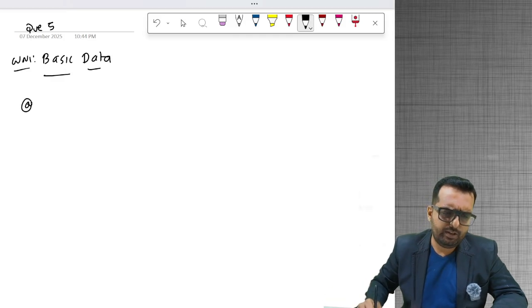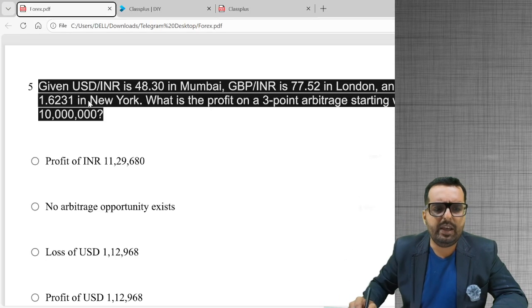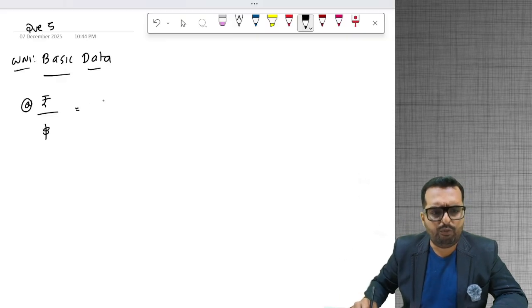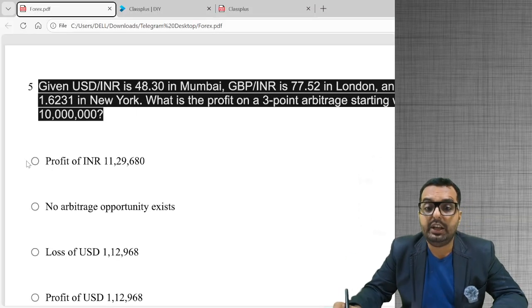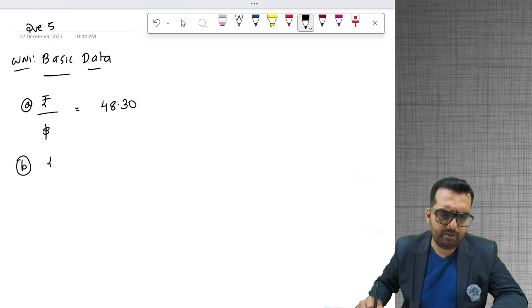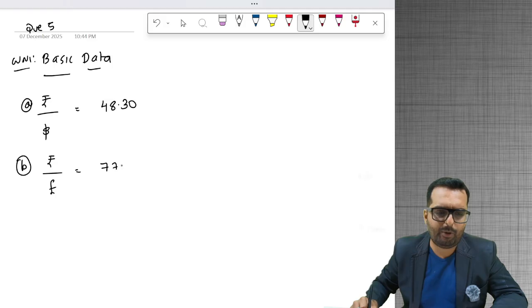So I'll write down over here. It's given in capital letters, friends, so you have to write it the other way around. Rupee bar dollar is how much? 48.30. Everybody clear? GBP bar INR is nothing but rupee bar pound. Rupee bar pound is equal to 77.52.